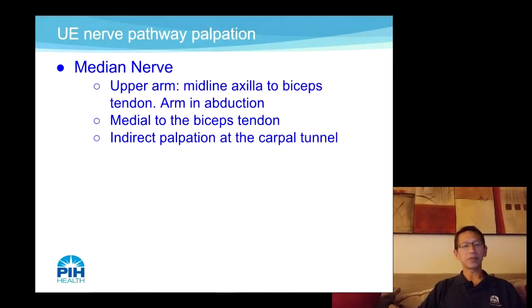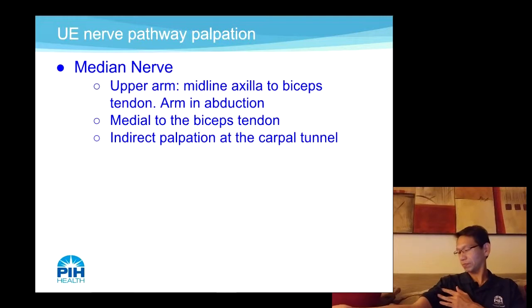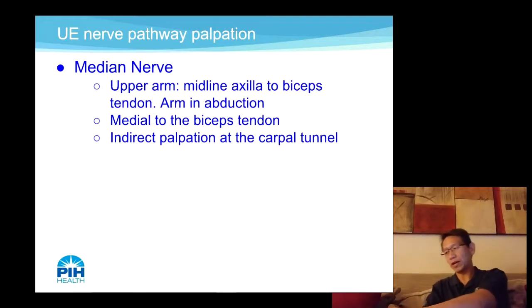The median nerve is going to be in the upper arm, midline of the axilla to the biceps. So right here. And it's going to be medial to the biceps tendon. Here, so I don't know where the biceps tendon is. It's right over here in the bicipital groove. It's going to be just right there. And all the way down to the carpal tunnel.